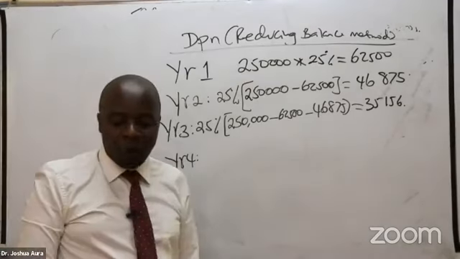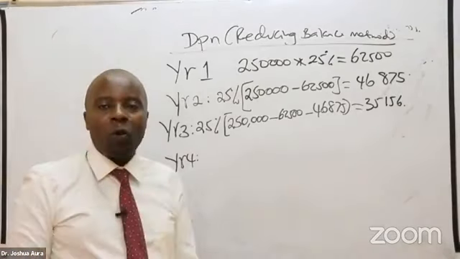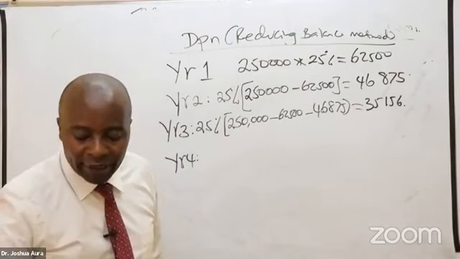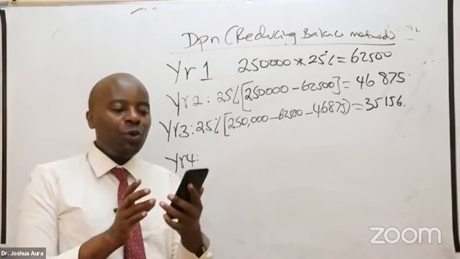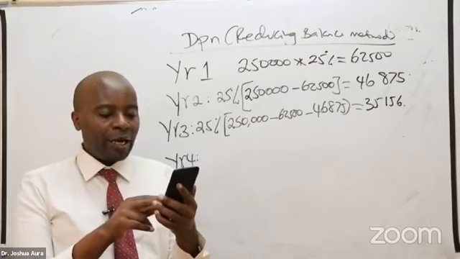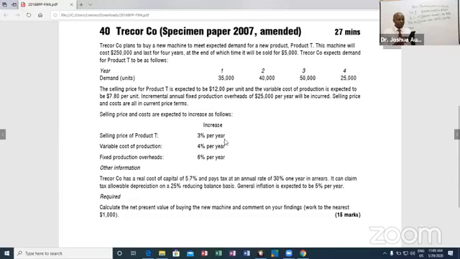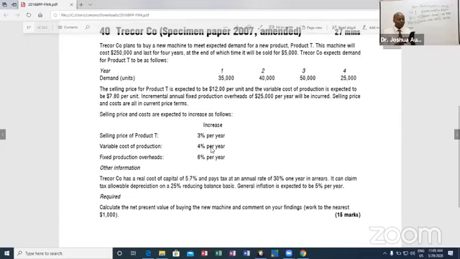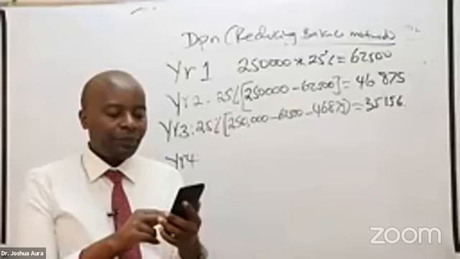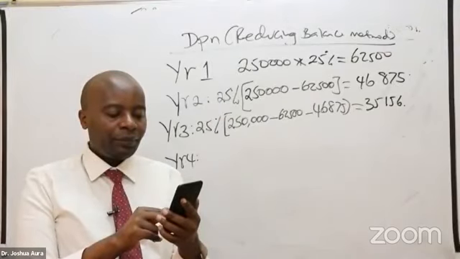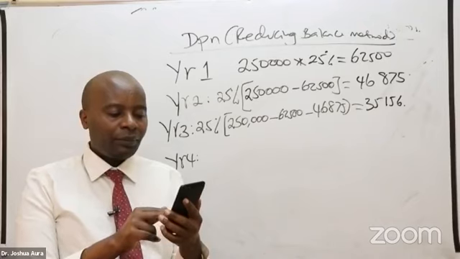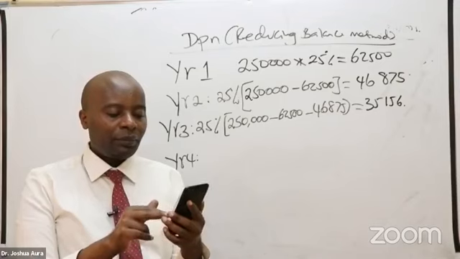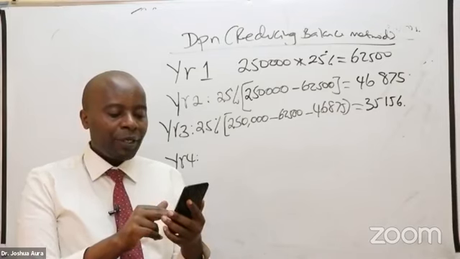Now, after that, ladies and gentlemen, I want you to go ahead and give me the depreciation for year number four. Depreciation for year number four, that now should come from you. So year number four, that should come from you. I'm waiting for an answer.